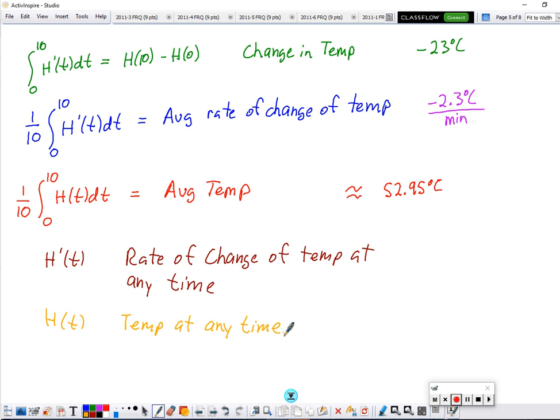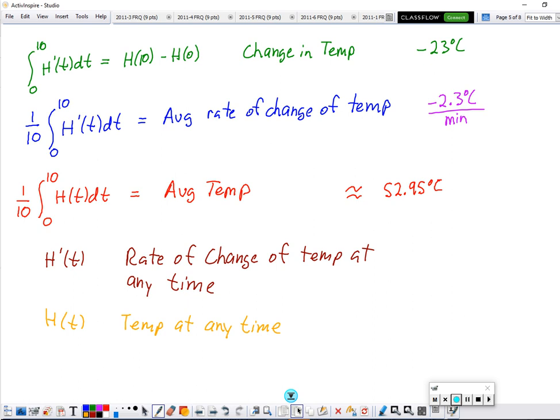H is the temperature at any time. If you integrate H and multiply by 1/10, you're getting the average temperature. You get the average rate of change of the temperature. You can integrate H prime to find the change in the temperature. Say it one more time, Olivia. Can you integrate anything to get a rate of change? Like, will we ever integrate? Yeah, not commonly asked. However, if you knew H double prime, you can integrate to find a value of H prime. So it's the fundamental theorem again.